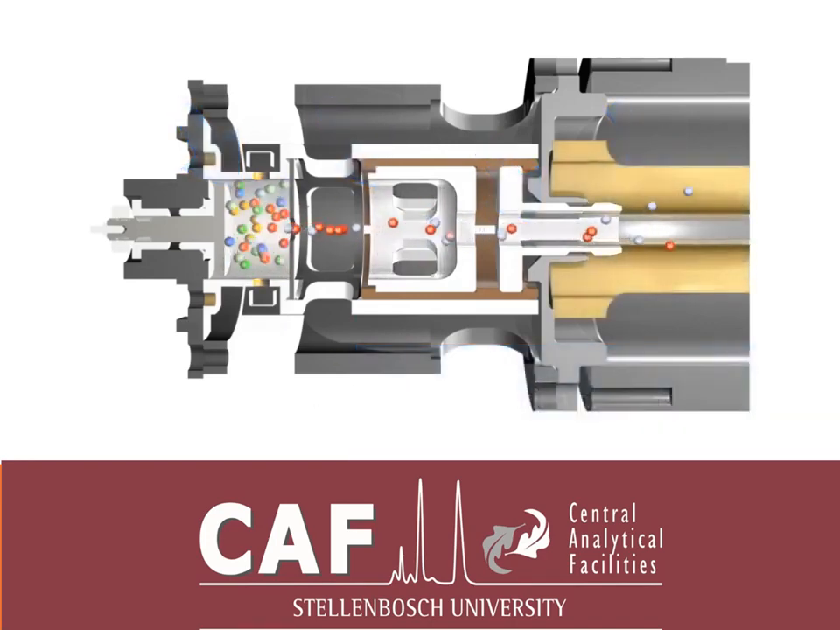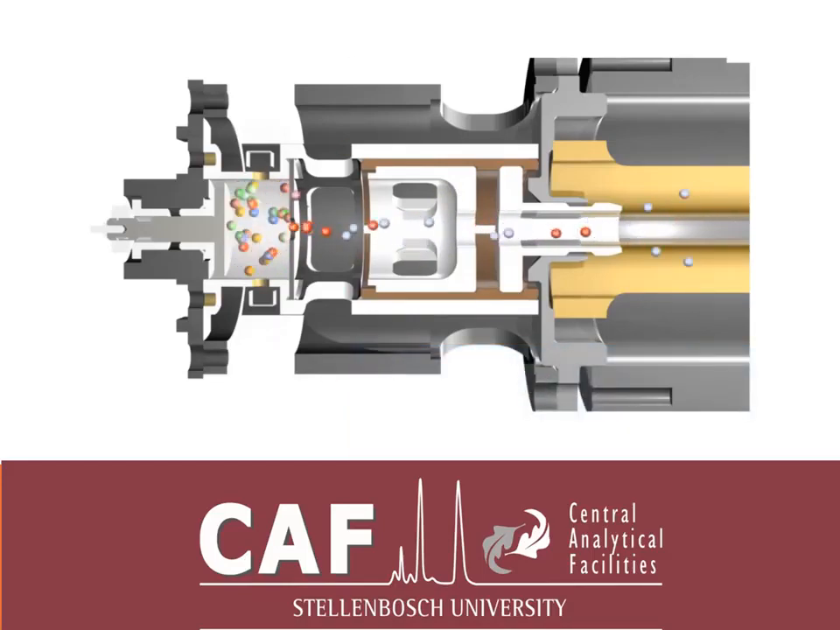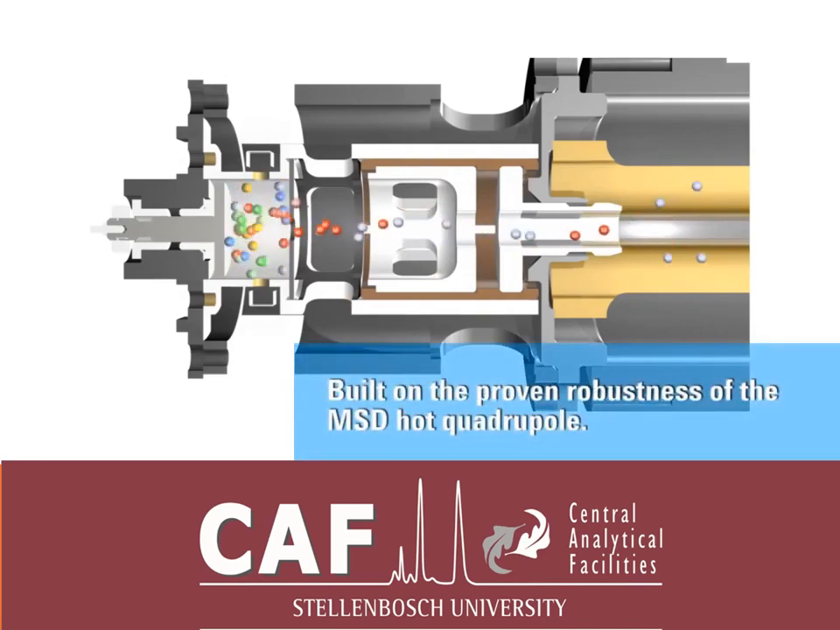The Agilent 7000A uses a combination of proprietary and patented technologies to avoid contamination problems and ensure robust, high-performance operation. These include an inert source operating at up to 350 degrees Celsius, and quartz quadrupole operating at up to 200 degrees Celsius. With 35 years of MS experience, Agilent built the 7000A around the unique hot quartz analyzer of the MSD, not the cooler metal quadrupole rods used for LC-MS-MS.